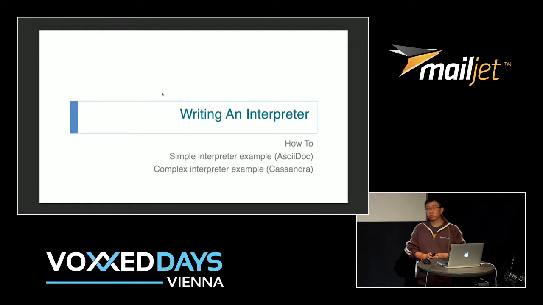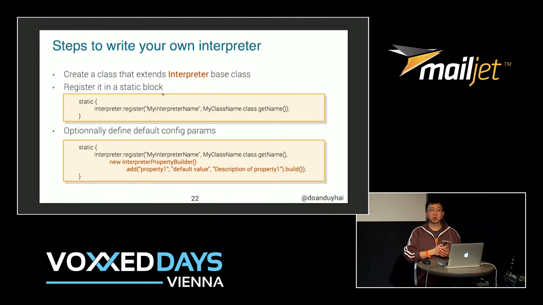Now, suppose that you have some technology you want to be able to use with Zeppelin. What can you do? Well, you can just write an interpreter. It is very simple. I will show you. First thing, to be able to write an interpreter, you have to extend this base class from Zeppelin. You need to register it with a static block. Give it a name, the class of your interpreter, and optionally you can define default properties: name of your property, default value, and a description.